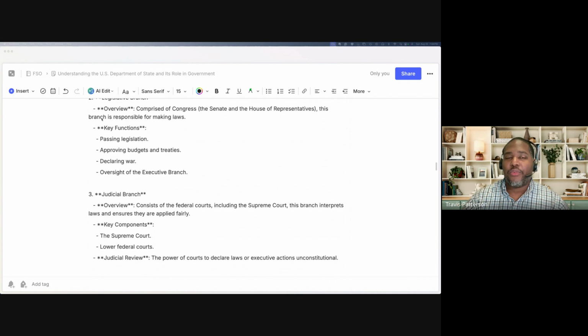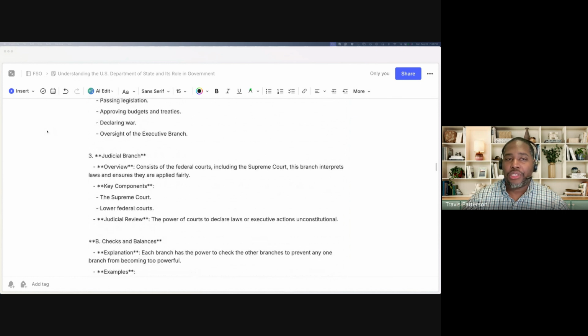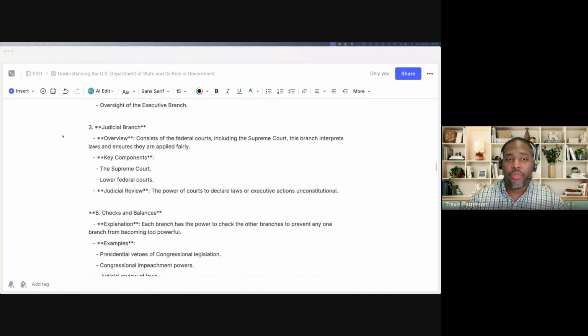This branch is responsible for making laws: passing legislation, approving budgets, treaties, declaring war. So again, it affects us, and oversight of the executive branch. It is important to say that no branch has more power than the other. Each branch is there as a check and balance for each department. You have to check the power between each one.